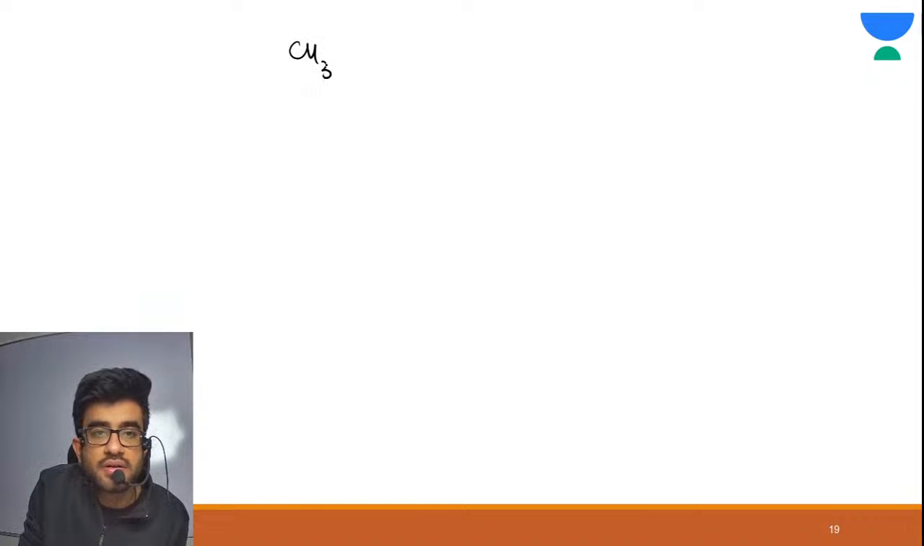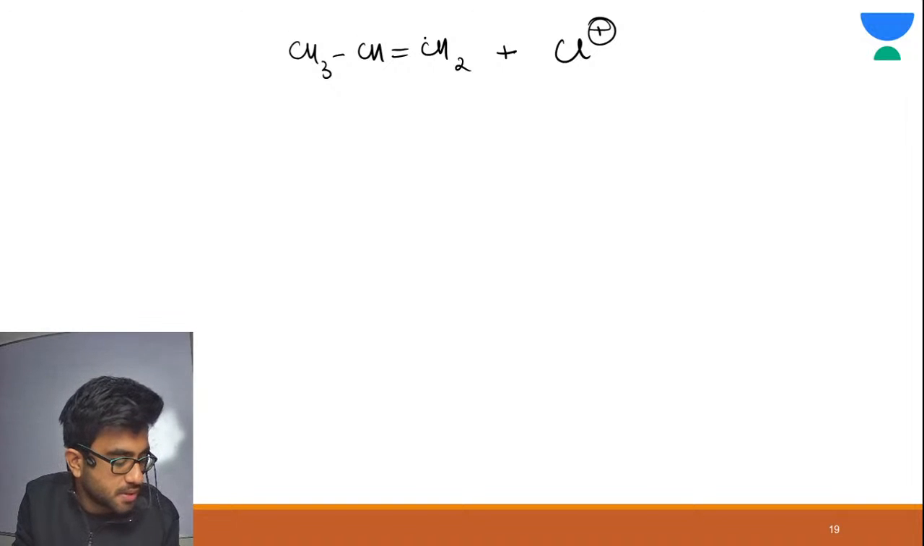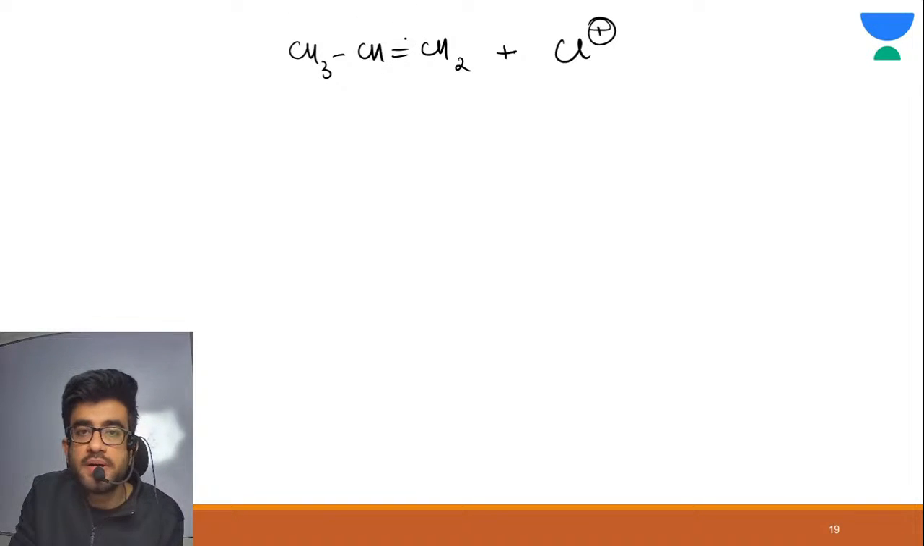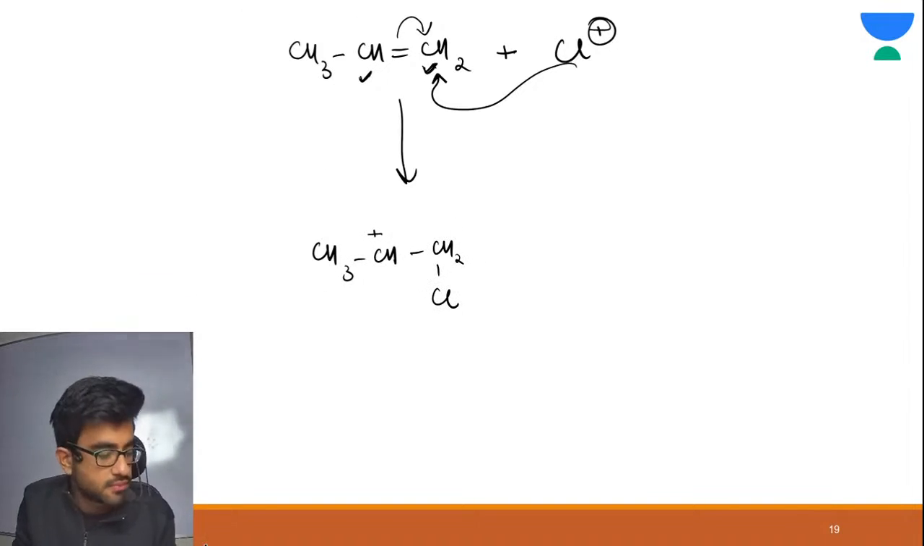Just pay attention here. If chlorine is attacking on this, now there are two possibilities. Please pay attention here. Your pi bond shifts here. This carbon would acquire negative charge, and your chlorine would attack here only. And this would acquire positive charge. This is your possibility.